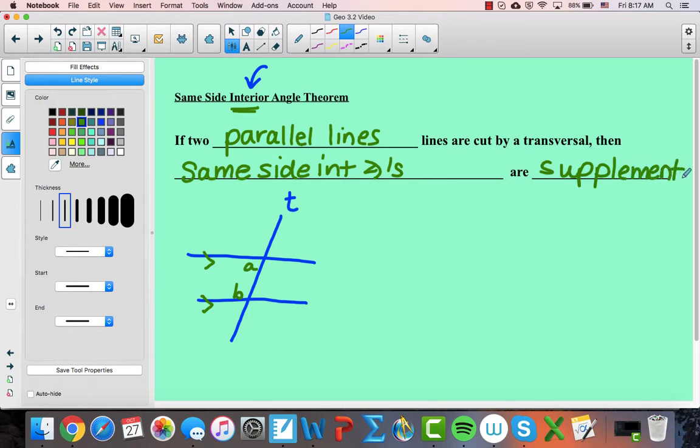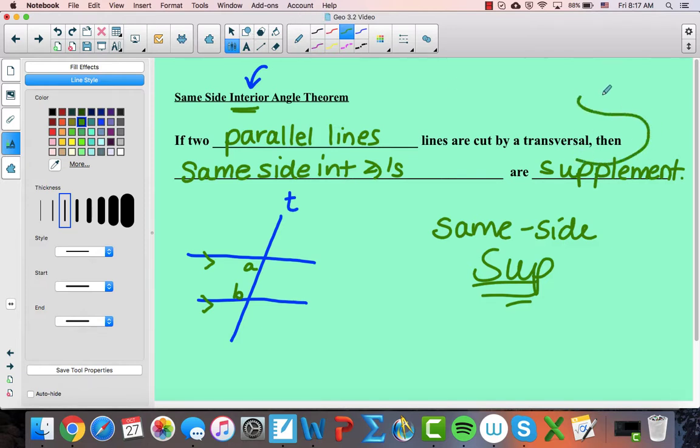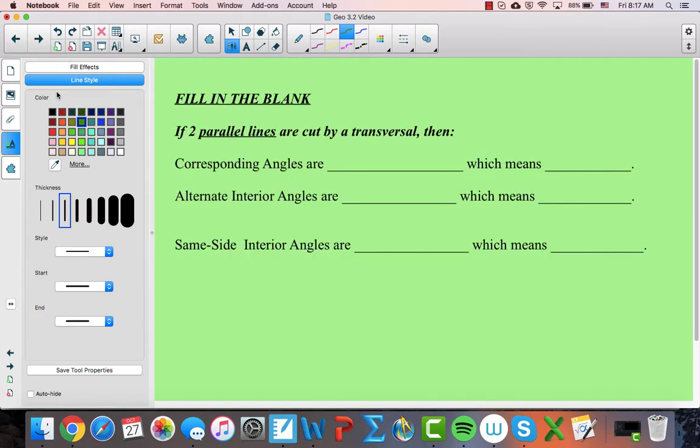One of the ways I remember that is I write same side sup, same side sup, same side sup, SSS, same side sup. Supplementary means that they add to, I can hear you say it, 180 degrees. All right, so let's put this to use. Let's fill in the blanks first and then in review, and then we're going to put it to use in problems.